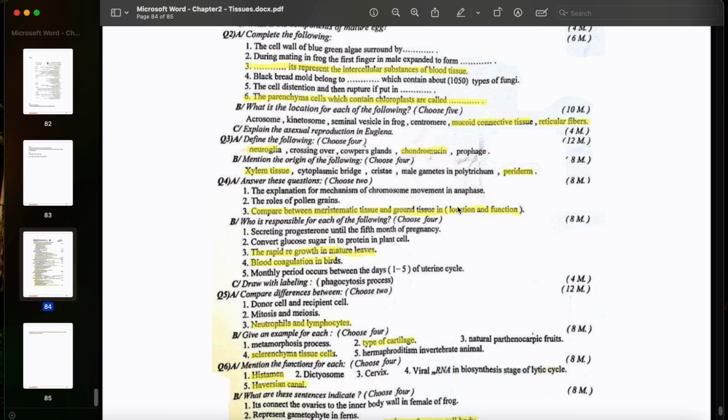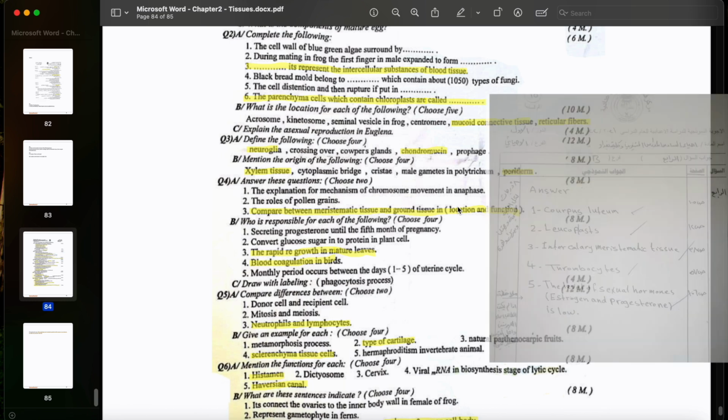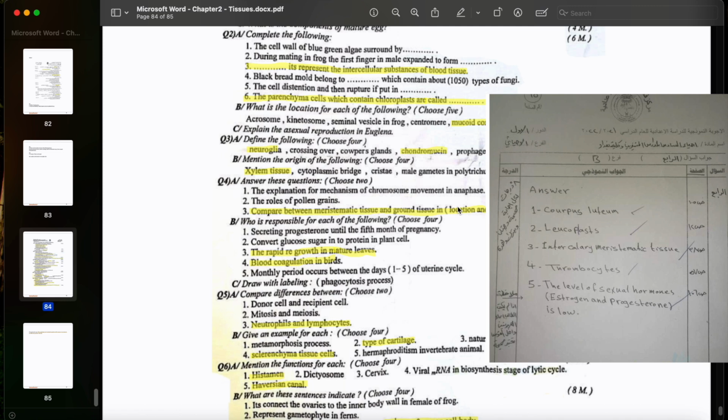In question 4b, they're telling you who's responsible for each of the following. The rapid regrowth in mature leaves. It's the intercalary meristematic tissue. And the blood coagulation in birds, we're going to say thrombocytes. We're not going to say blood platelets, because we said blood platelets are found in humans and mammals, but for birds, amphibians, and lower vertebrates, we're going to mention the word thrombocytes. That's what they want.